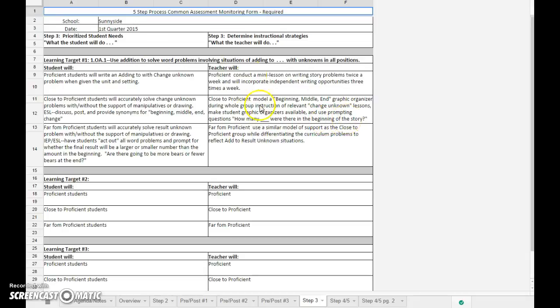Again, this is an important part of the 5-step process, understanding specifically what students will be doing, and the most effective part is what are we doing as adults to intervene for the students.